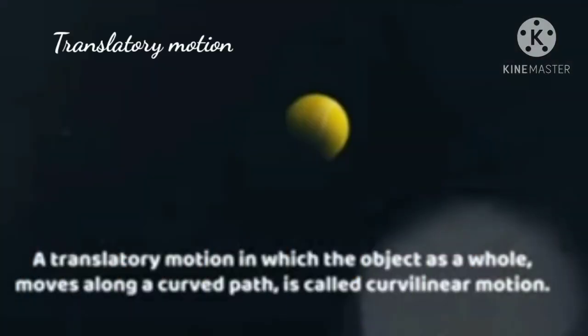An object is said to be moving in translatory motion if the position of the object changes with respect to a stationary point or object. In this motion, the object moves as a whole and all the parts cover the same distance in the same interval of time. This motion may be along a straight line or along a curved path, hence it can be classified as rectilinear or circular.